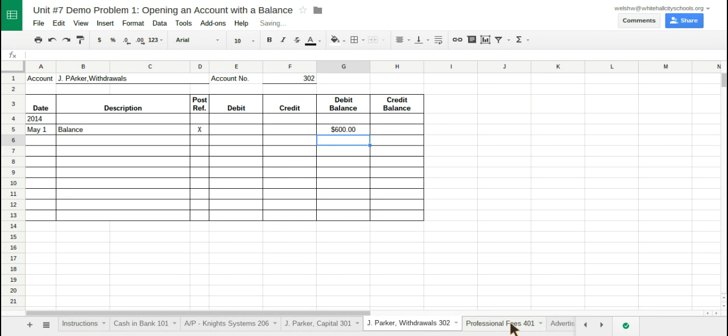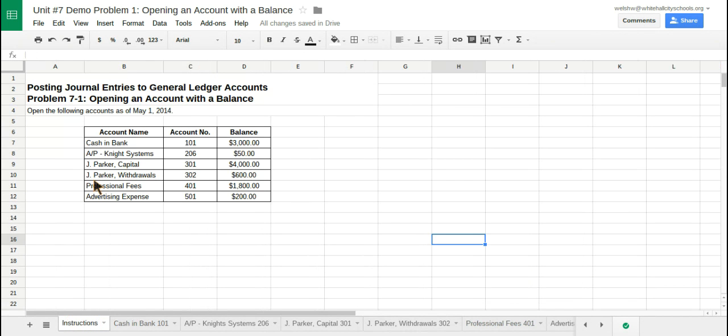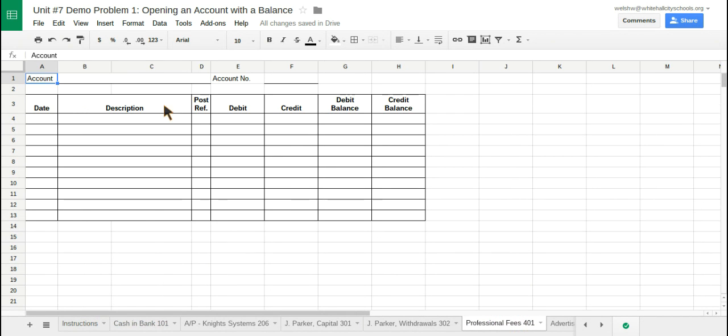Okay, and then you'll do the same thing for the last two. We'll go through them real quick. Professional fees, 401 for $1,800. So professional fees is the name of the account. 401 is the account number. May 1st, balance, X. Revenue has a credit balance, so we go 1,800 here.